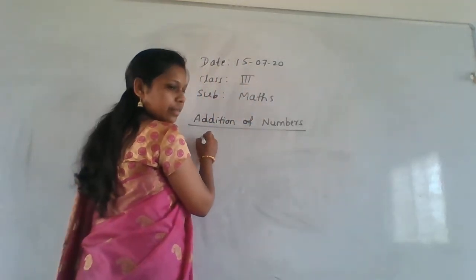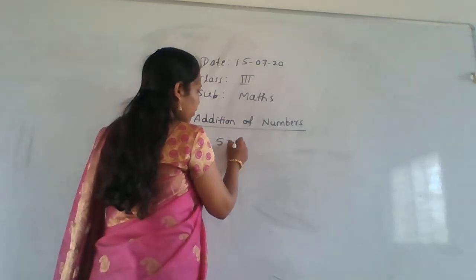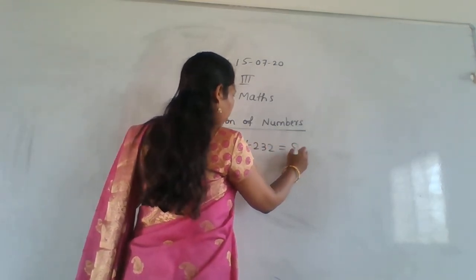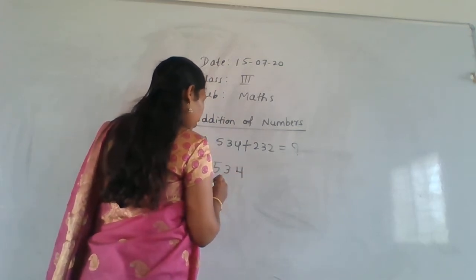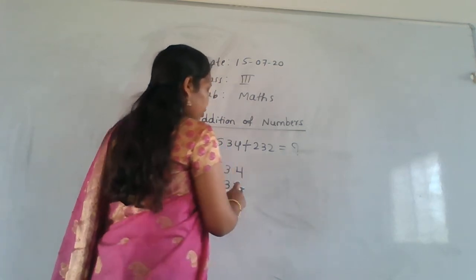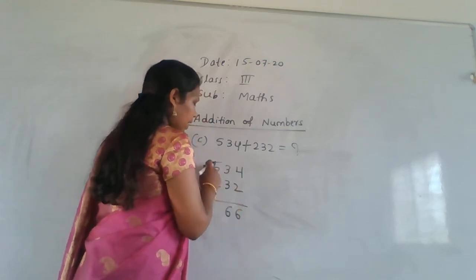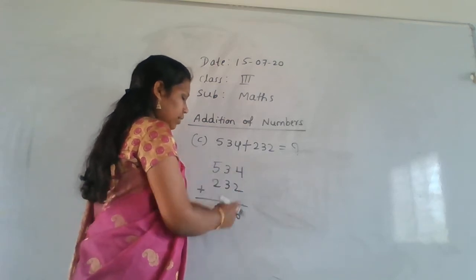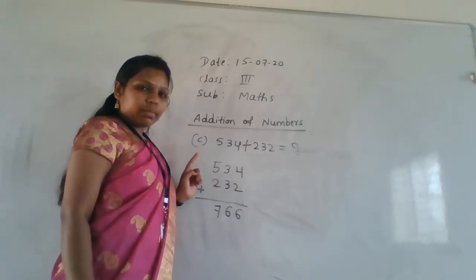What is the value here? 534 plus 232 equal to what? First write the numbers here. 534, 232, plus symbol. 4 plus 2 is 6. 3 plus 3 is 6. 5 plus 2 is 7. These are the addition problems.